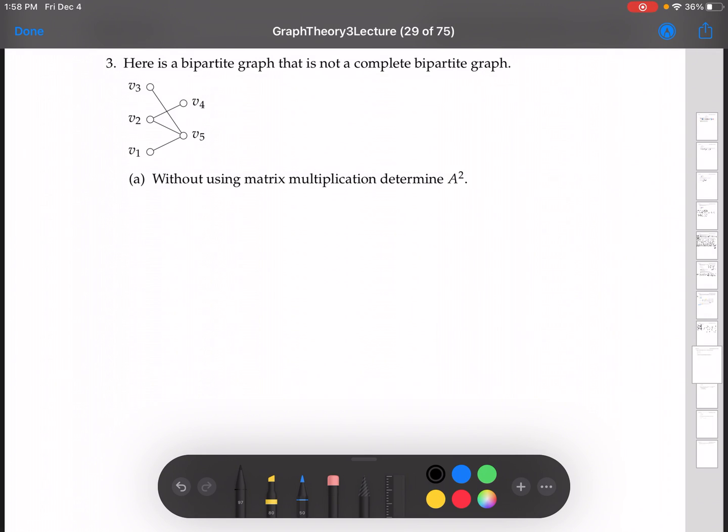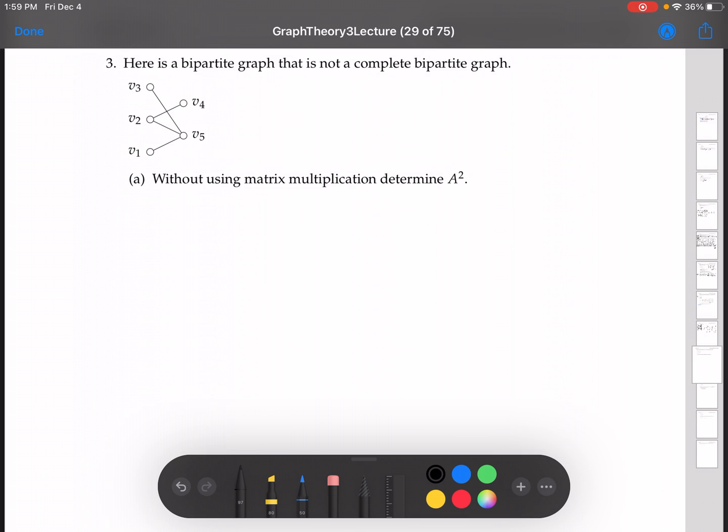Right, now in this video, we're going to use this bipartite graph here to determine A squared. Some of you may know matrix multiplication. I don't want you to use that. You can find matrix multiplication websites over the internet, many of them out there, to check your work. That's perfectly fine, but I'd like you to know the concept. I'd like you to be able to do it without matrix multiplication. All right, so we've got A squared here. We want to find A squared.